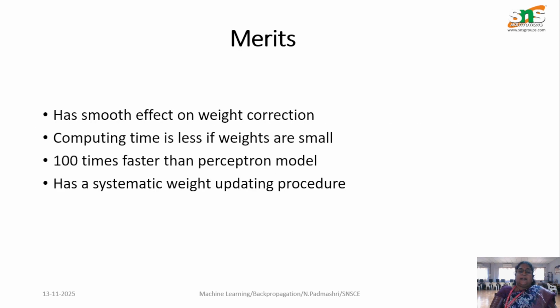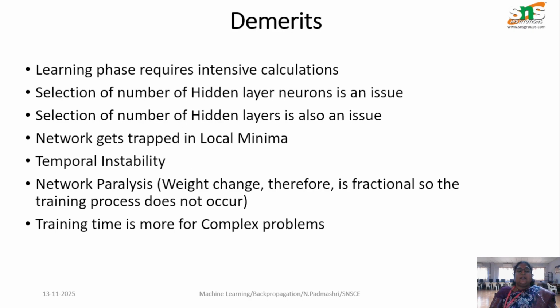Now directly to the merits. It has weight correction, and it also finds the error and corrects it. The computation time is less if weights are small, which is why in the first step we keep the weights as small random values. It is 100 times faster than the perceptron model, and there is a systematic weight updating procedure. These are the merits.